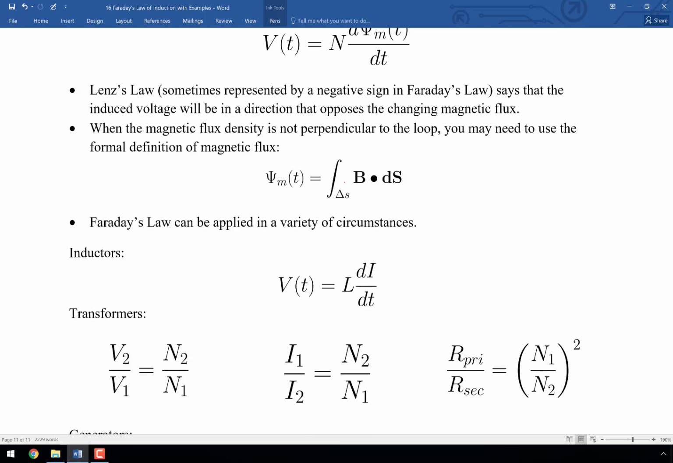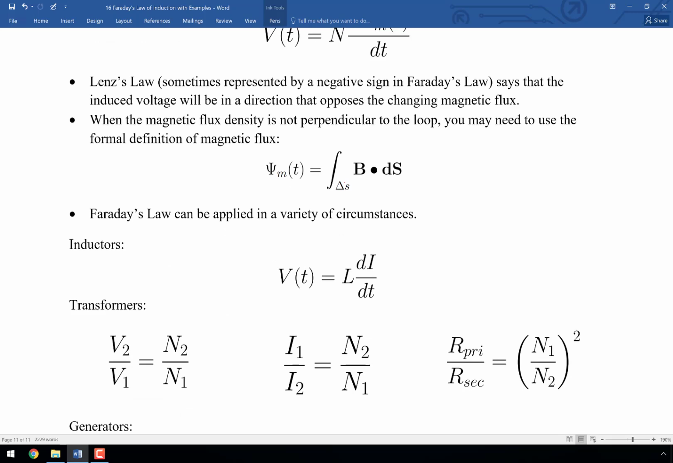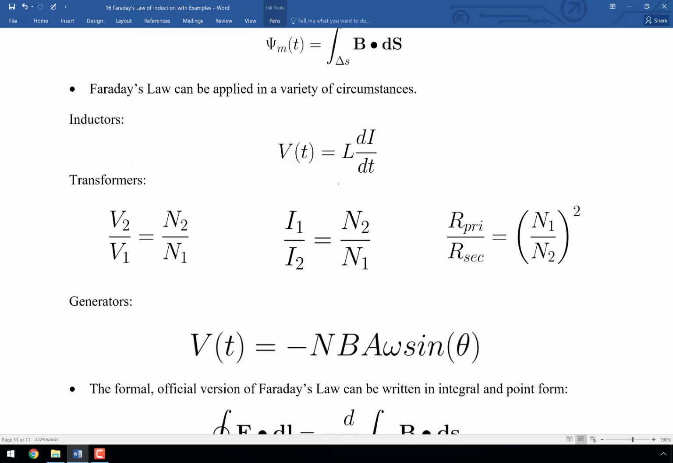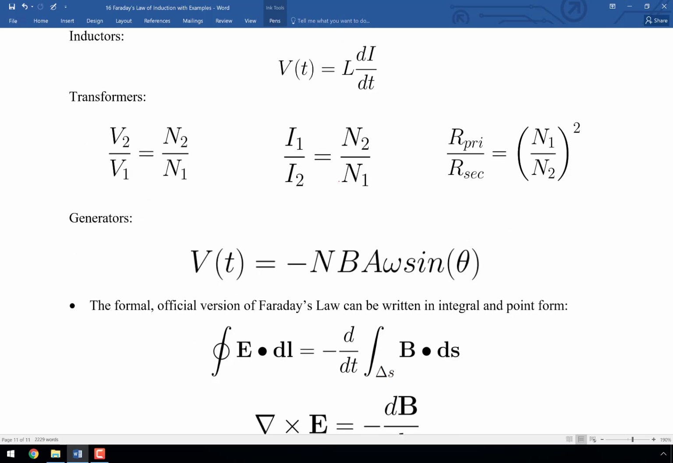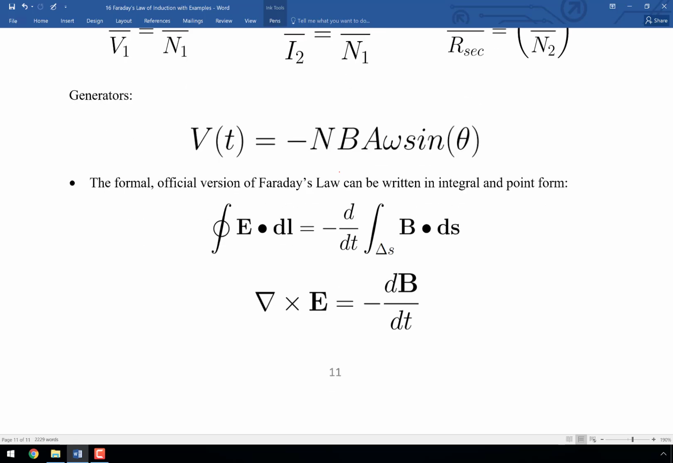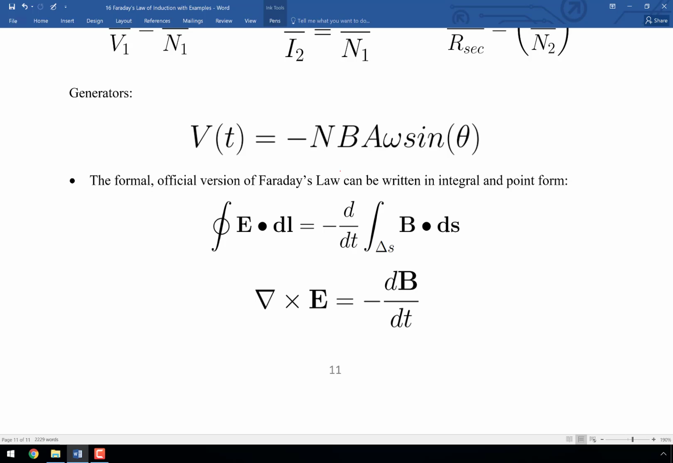We have a more formal version here for the calculation of the magnetic flux, and then we have proven that V of t is equal to L di dt. We studied transformers, and we found three equations that relate the voltage, the current, and the resistance at the two sides. For generators, we found a relationship between the number of turns, the magnetic flux, the surface area, and the speed of rotation. We can use that all to calculate V of t. And then the formal official version of Faraday's law can be written in integral form and in point form.